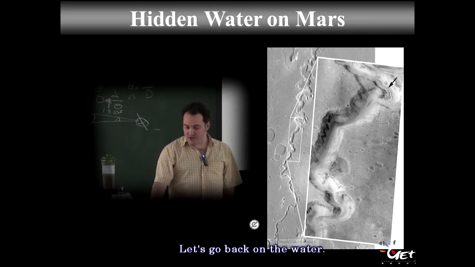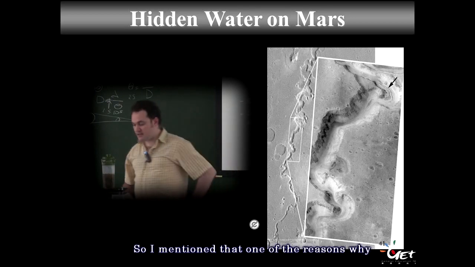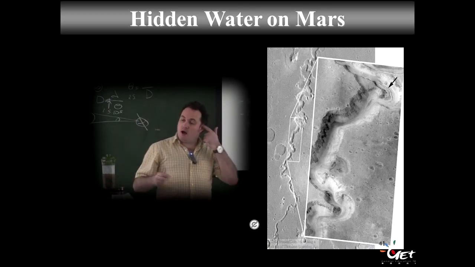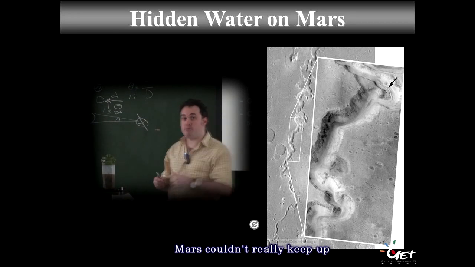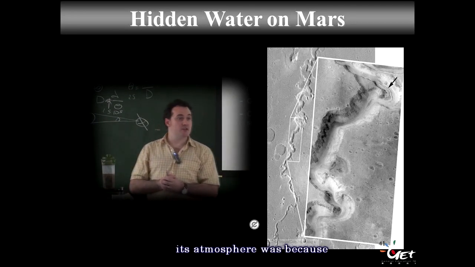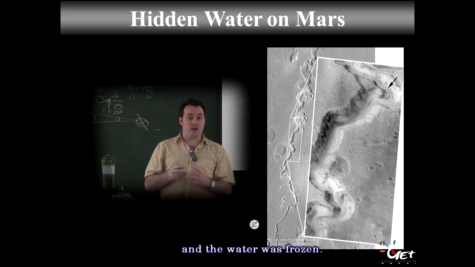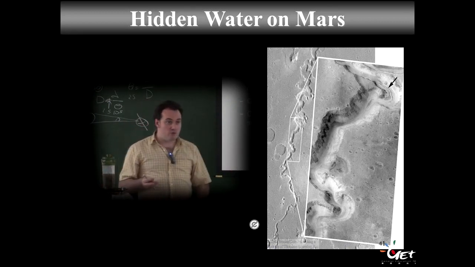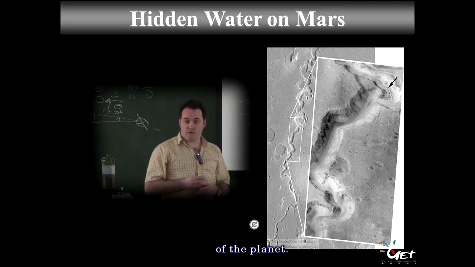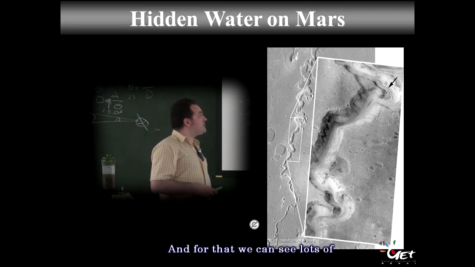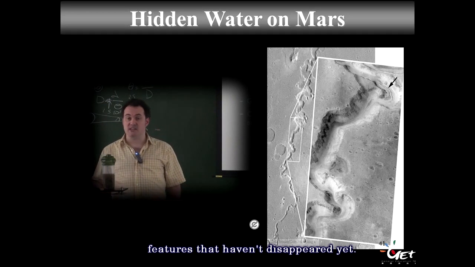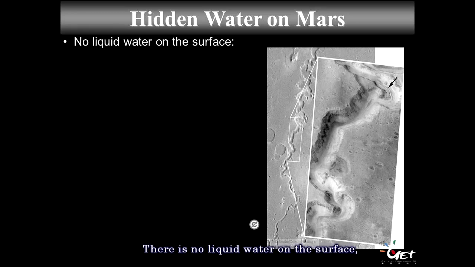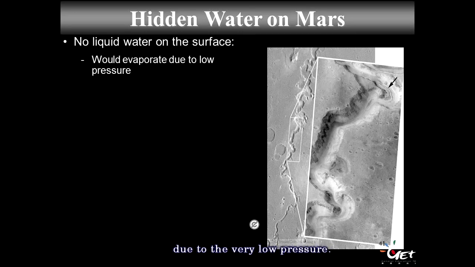Okay, let's go back to the water. So I mentioned that one of the reasons why Mars couldn't really keep up its atmosphere is because the temperature was cooling down and the water was frozen. But we have evidence that there was a large amount of water on the surface of the planet. And for that, we can see lots of features that haven't disappeared yet. So there is no liquid water on the surface. We think that the main part of it evaporated due to the very low pressure.